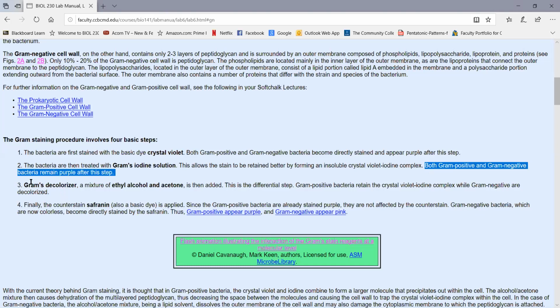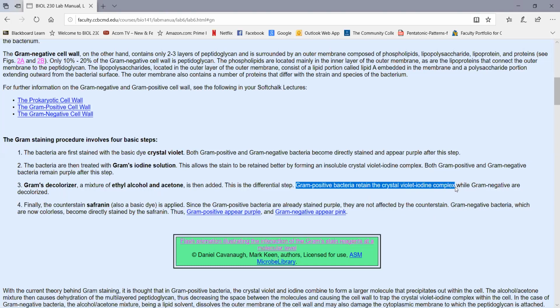So the differential step is step 3, where we add Gram's decolorizer. And we're just going to use ethyl alcohol. Sometimes it's a mixture of ethyl alcohol and acetone. Now, what happens here is that the gram-positive bacteria retain the crystal violet iodine complex and remain purple, but the gram-negative bacteria become decolorized or unstained. They lose the crystal violet iodine complex. So after step 3, gram-positives are purple, gram-negatives are now unstained.